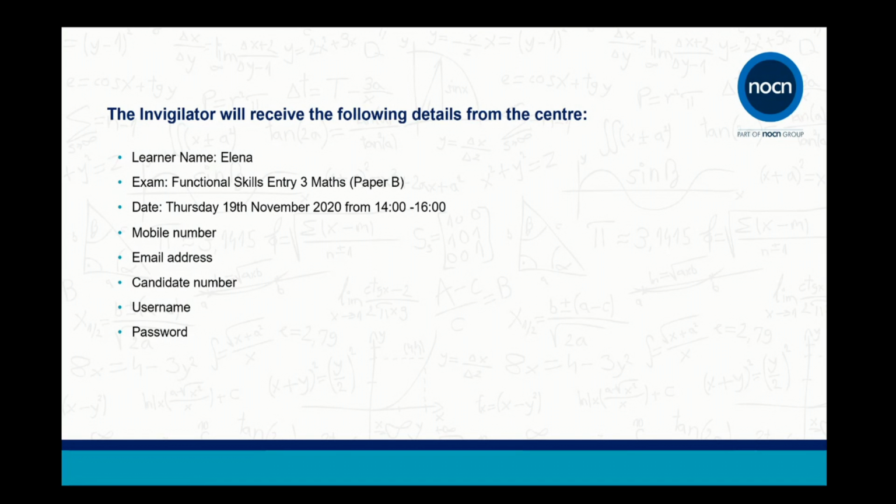The invigilator will need to have the following information from the centre before the day of the exam: the learner name, the exam they've been registered against, which paper they'll be taking, the date and time of the exam, mobile number, email address, candidate number and username and password.